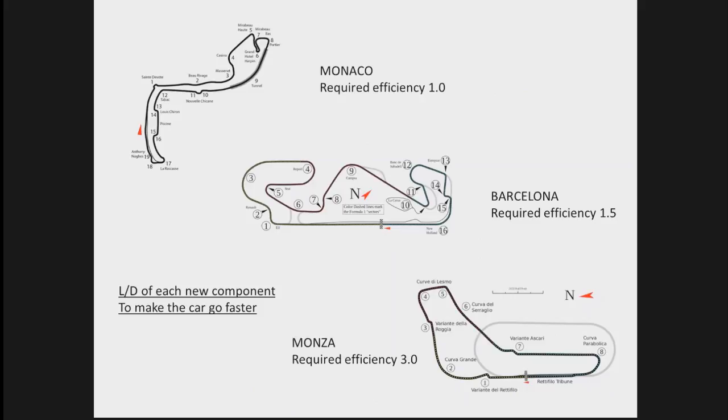So the actual shape of the car is dictated as well by the racing tracks we are going to. I've put some numbers here, and you can see that the ratio is about 1 for Monaco, 1.5 for Barcelona, and 3 for Monza. And this is something to keep in mind for a later stage when we develop the car.